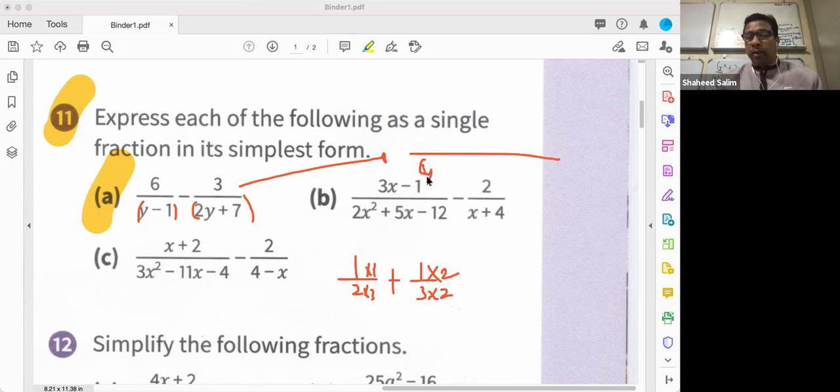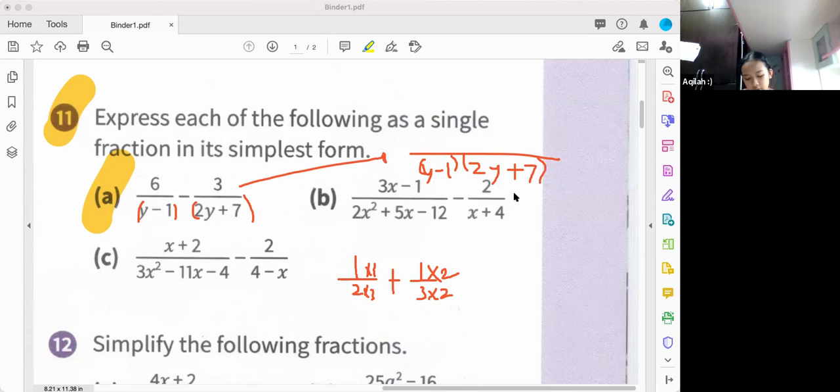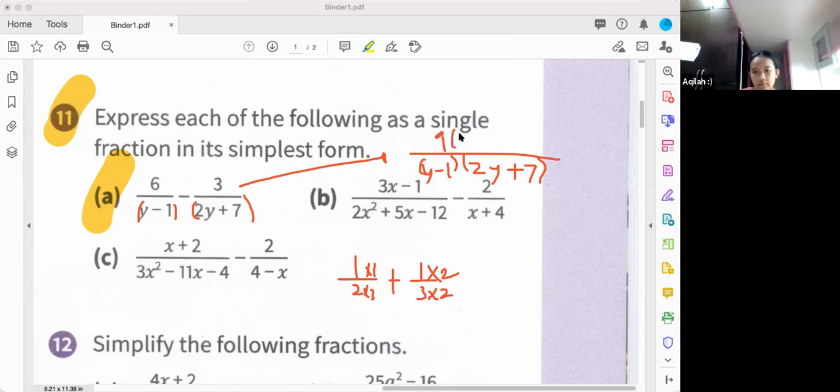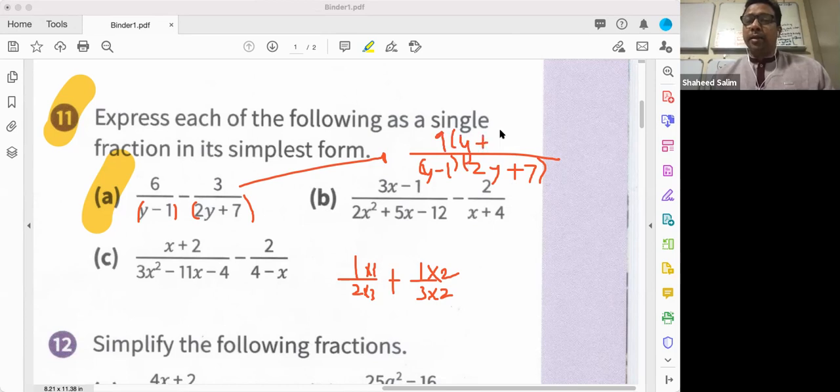Y minus 1, 2y plus 7. So is it 9y plus 45? Well done. But that can be factorized further. Take out the 9, please. How much do you get? Y plus 5. Yeah, this is your answer. So you are almost there. Can we try one more? We try B now, yeah?